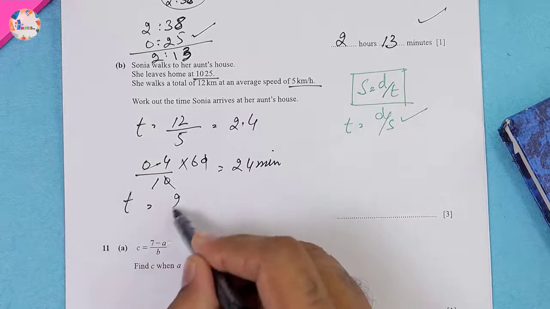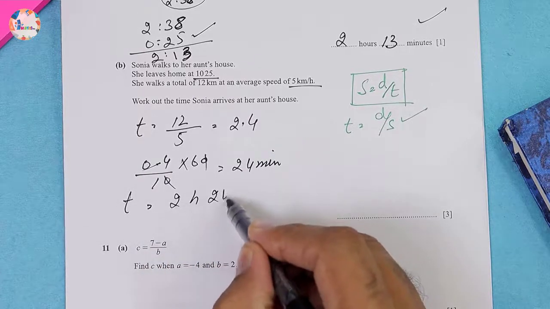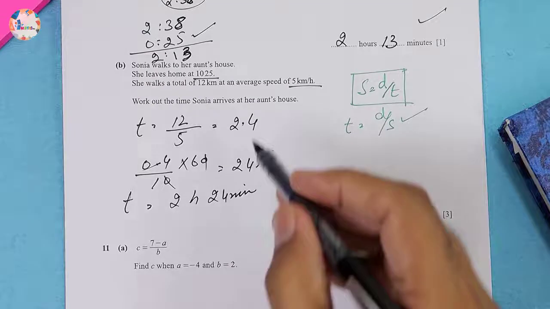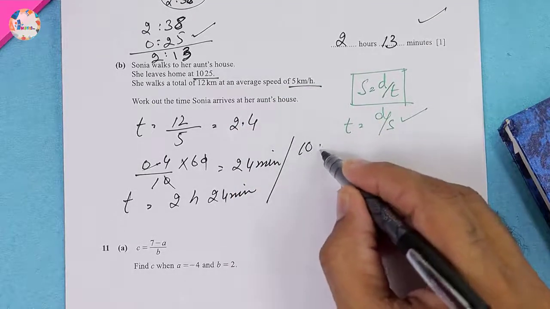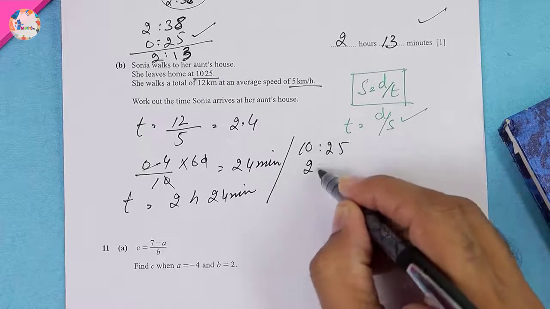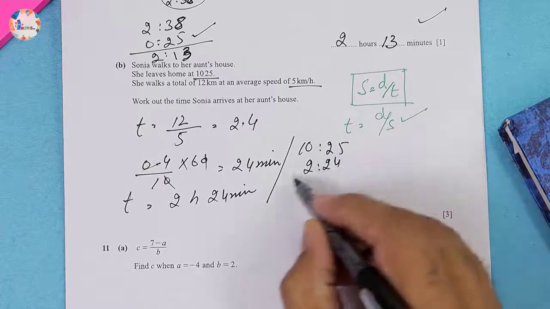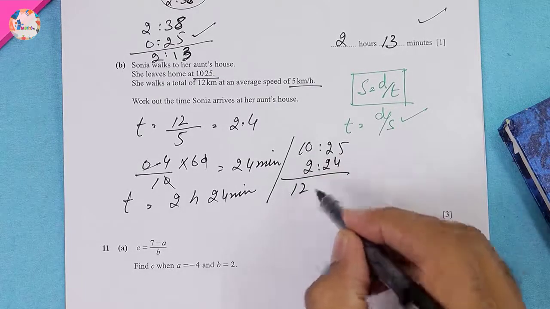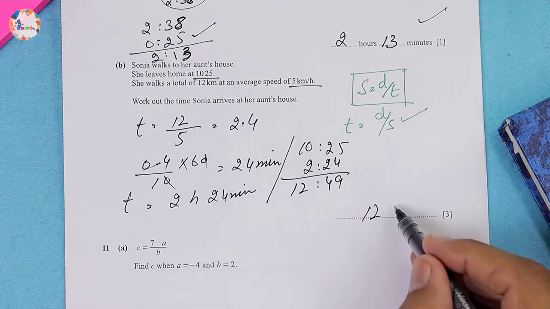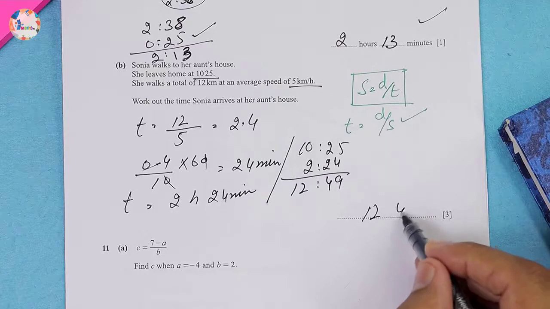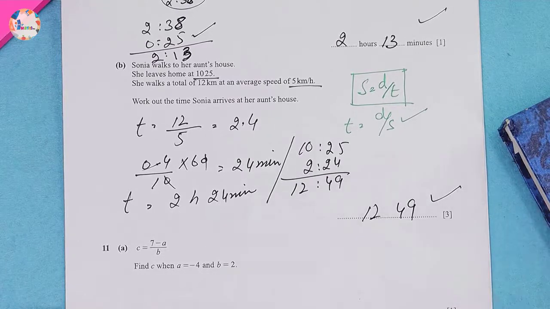So time t will be equal to 2 hours and 24 minutes, and starting time is 10:25. So 10:25 plus 2 hours and 24 minutes, and reaching time will be 12:49. So the answer will be 12:49.